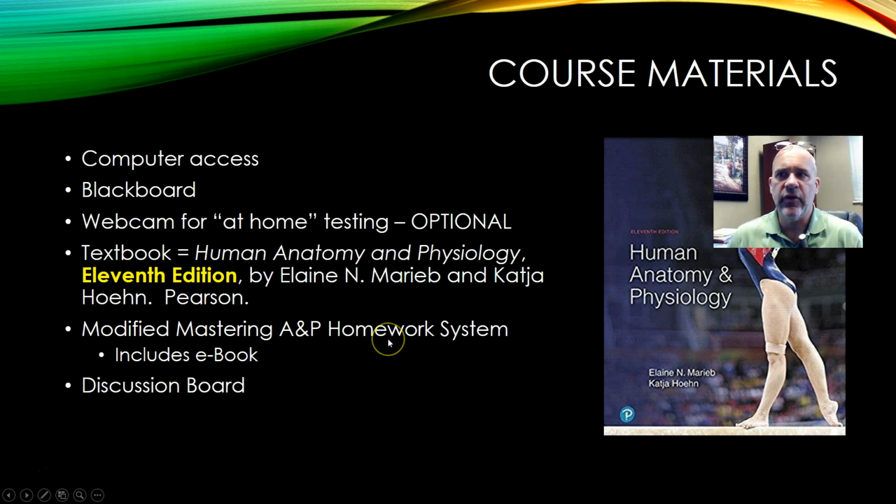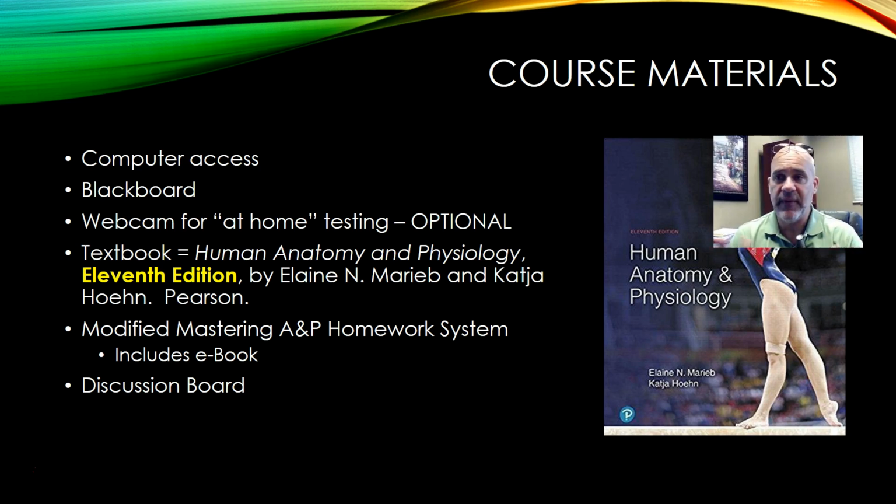The textbook is Human Anatomy and Physiology, the 11th edition by Marieb and Hoehn from Pearson. And then you do need to have access to the Mastering A&P homework system. If you're purchasing your materials from a Calhoun bookstore, if you buy the printed copy of the book, it's going to come with a code for the Mastering A&P homework system. Or you can just purchase the code, which is cheaper.